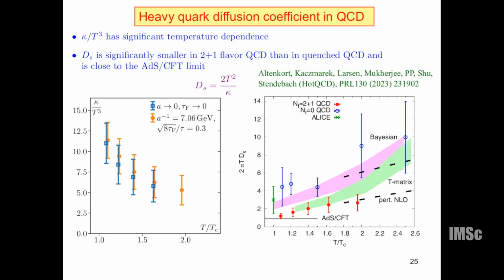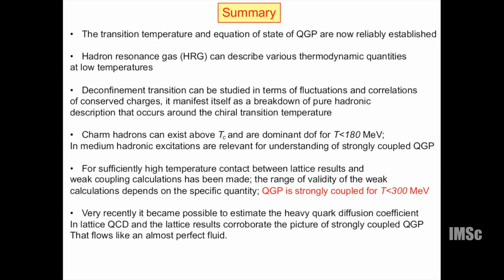Okay, so time is way over, so let me conclude. Using lattice QCD, we established very well the transition temperature and the equation of state for quark-gluon plasma. We have confirmed that the hadron resonance gas can describe various quantities at low temperature by comparing lattice and hadron resonance gas calculations. I tried to convince you that the deconfinement transition can be understood in terms of fluctuations and correlations of conserved charges. So you see clearly a breakdown of a pure hadronic description of these conserved charges around the chiral transition temperature.